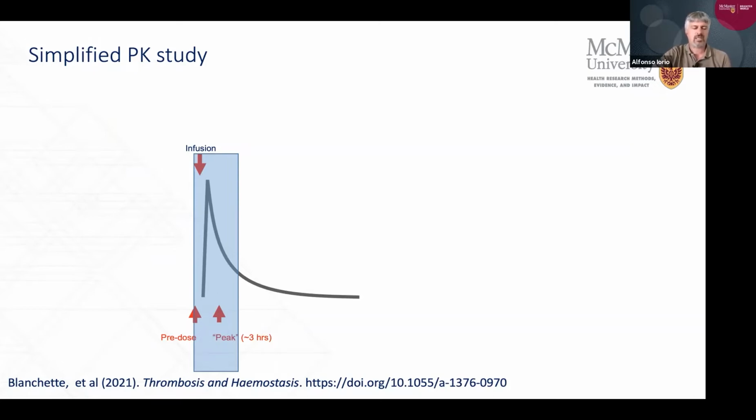Now, if the patient lives close by and is willing to, he can come back the day after or 2 days after, and he gets a third sample. We have the pre-dose, the peak, now we have a late sample. But if the patient cannot come back, we can ask him when he did the previous infusion.